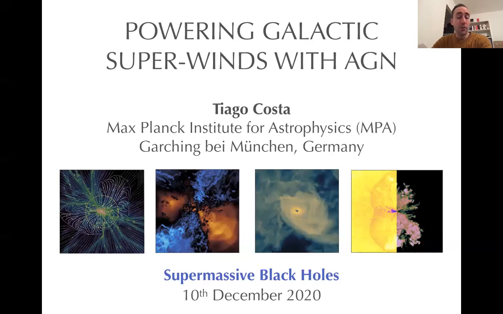AGN feedback is the group of physical processes that connect the energy and momentum released by AGN with the interstellar and intergalactic medium of AGN host galaxies. Even though there are various candidate mechanisms for AGN feedback, such as jets, winds, and radiative processes such as photoionization and photoheating, we still haven't identified the dominant AGN feedback mechanism.